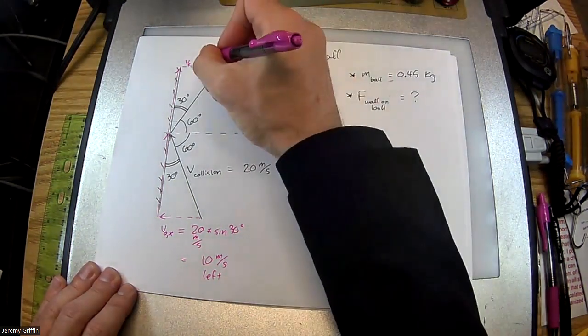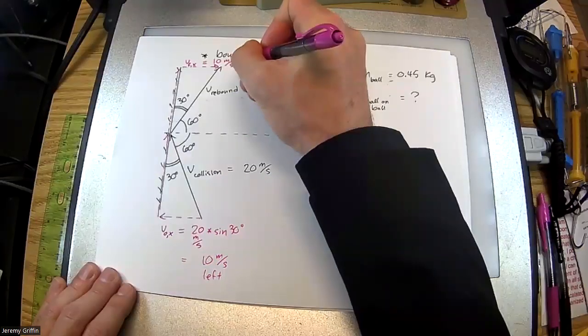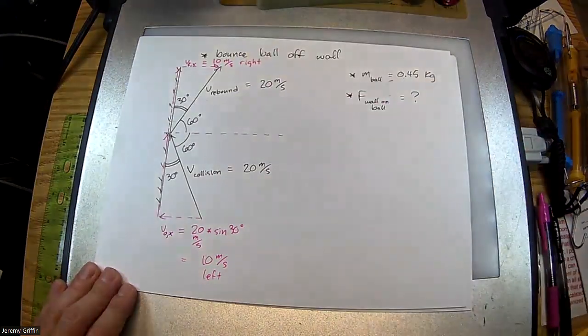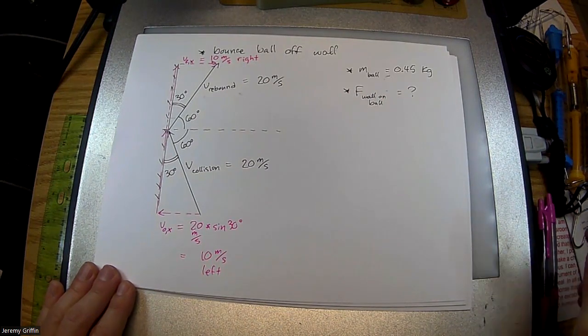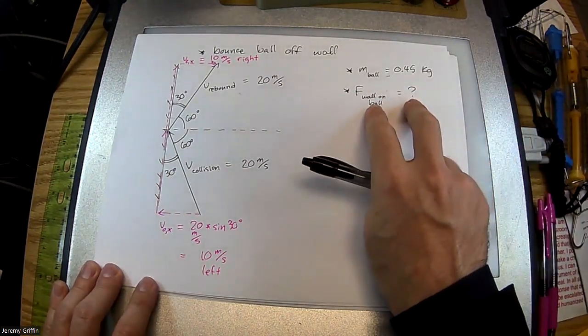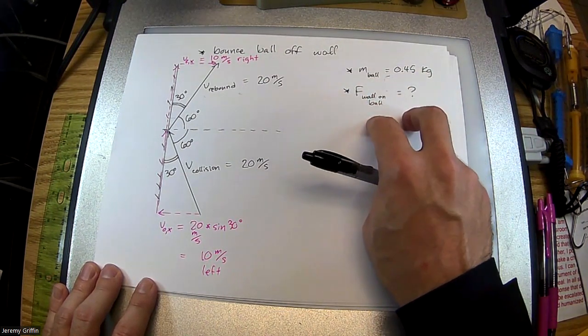Well, by symmetry, what do you think this is right here? 10 meters per second to the right, right? Wouldn't that be true? Pretty good. So if I want force, I need to know mass and acceleration. Here's the mass that was given. So if only I knew the acceleration.